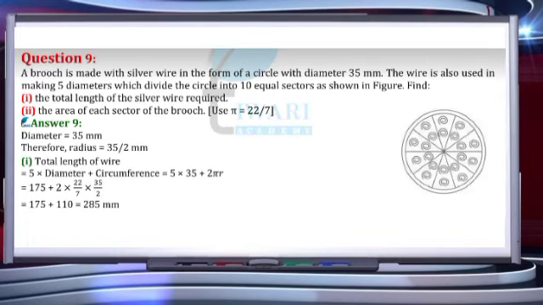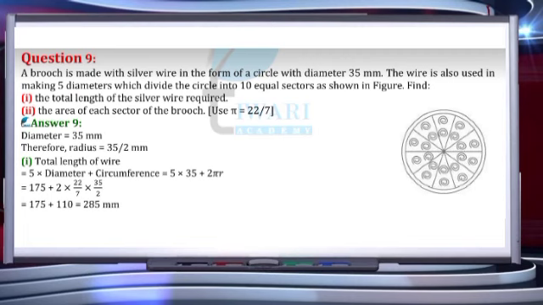Next, question number 9: a brooch is made with silver wire in the form of a circle with diameter 35 millimeter. The wire is also used in making 5 diameters which divide the circle into 10 equal sectors, as shown in the figure. Then find the total length of the silver wire required and the area of each sector of the brooch. So students, here the silver wire, as you can see, is coiled all around the circle. So that means circumference is required.